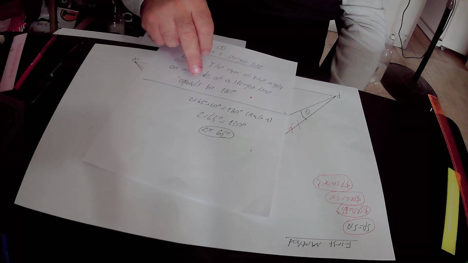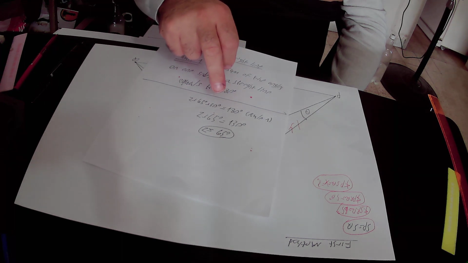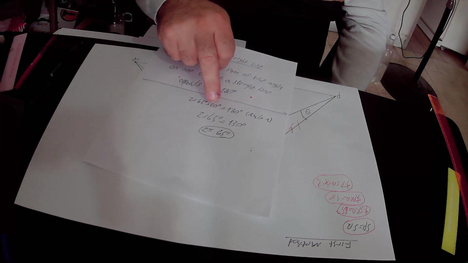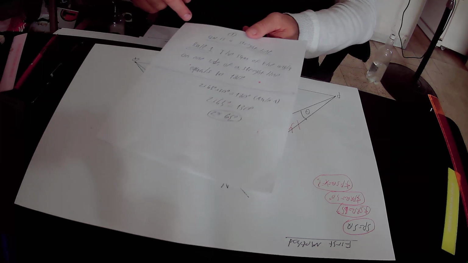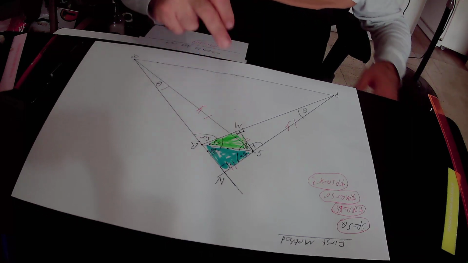We subtracted 50 degrees from this equality, and we got that Z plus 65 degrees equals 180 degrees minus 50 degrees, which is 130 degrees. We subtracted 65 degrees from this equality, and we got that angle Z equals 65 degrees. So we found out that this angle equals 65 degrees.